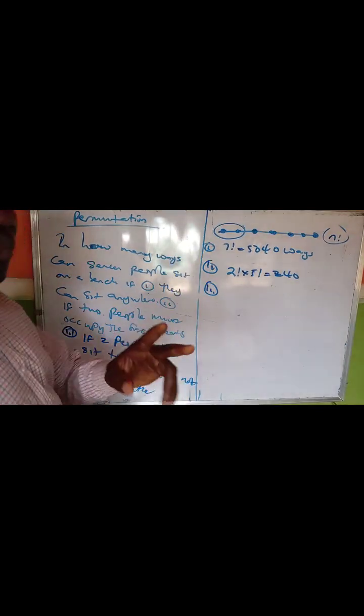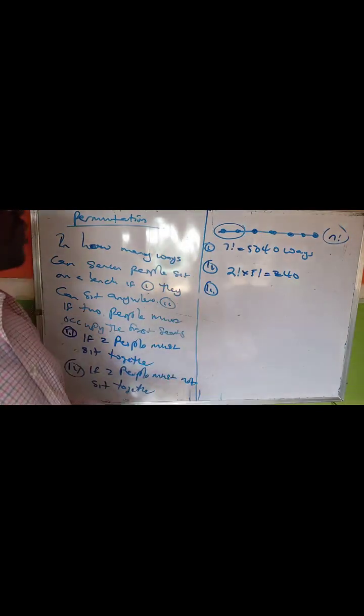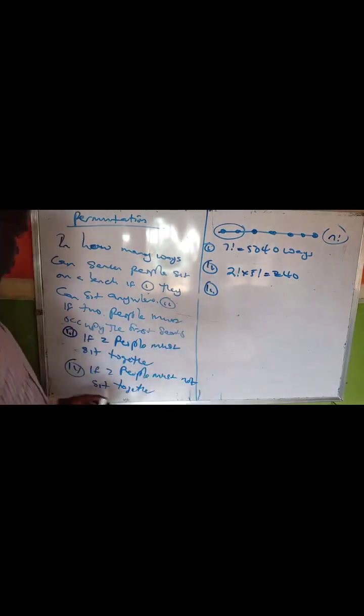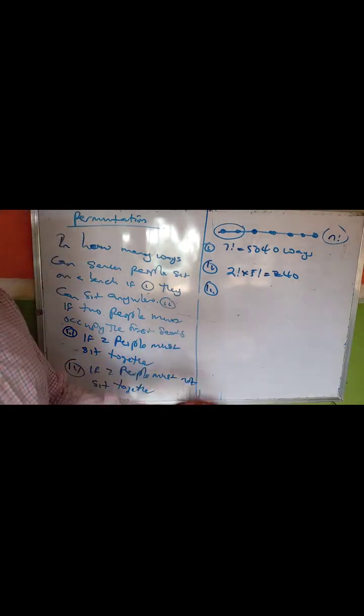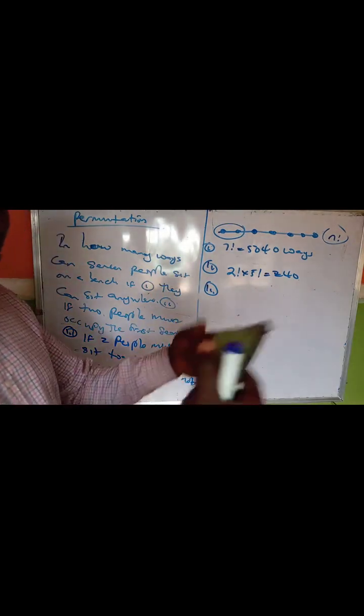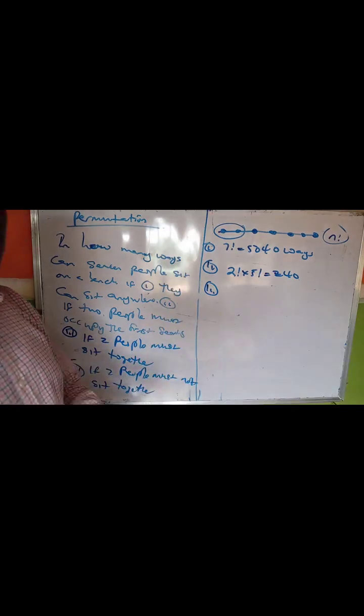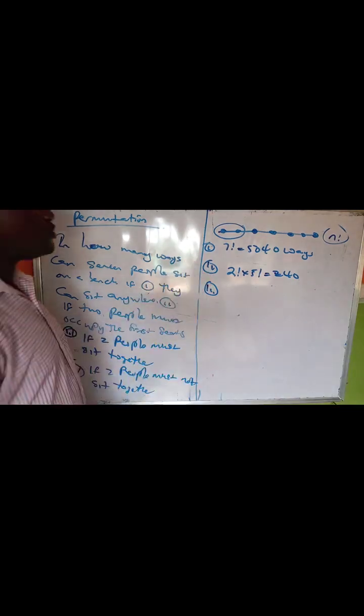Here they say that two people must occupy the first seat. So that's what it says. But here they say two people must sit together. They don't tell you whether they are going to occupy the first seat, the middle seat, or the last seat. Only that they must sit together. So how are you going to do that?